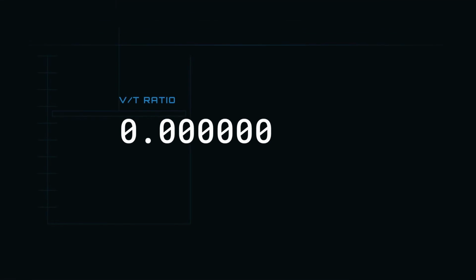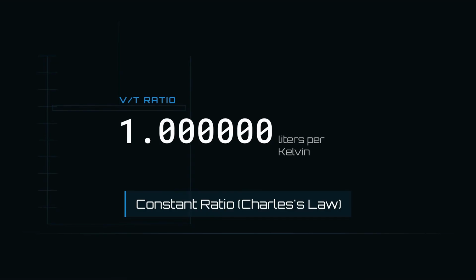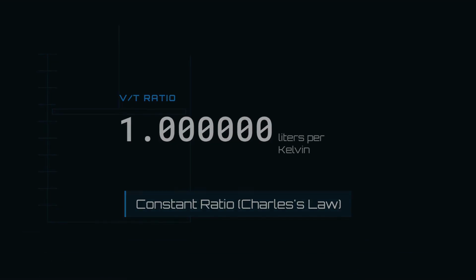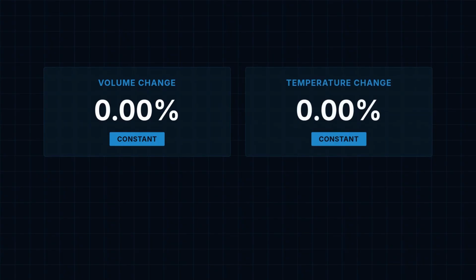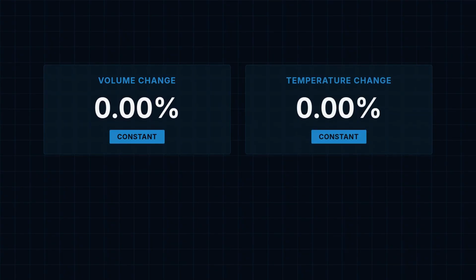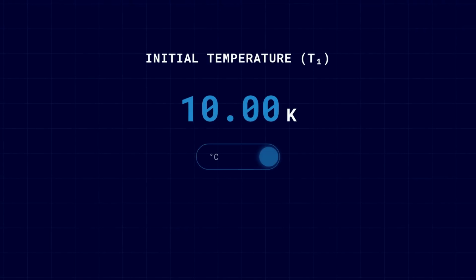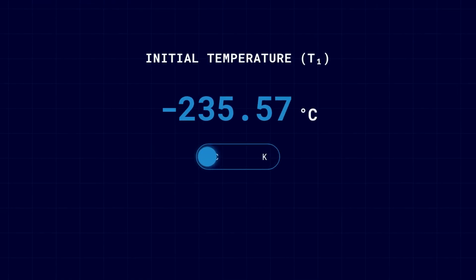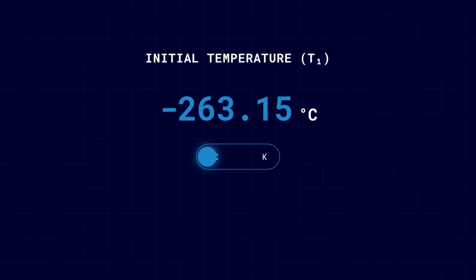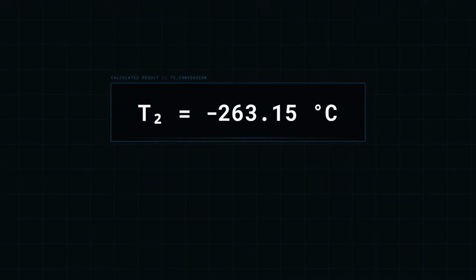The VT ratio equals 1,000 liters per Kelvin, indicating constant ratio as expected from Charles's law. Both volume change and temperature change show 0.00% since our values are identical. The calculator also converts temperatures, showing T1 in Celsius as negative 263.15 degrees Celsius, and T2 in Celsius as negative 263.15 degrees Celsius.